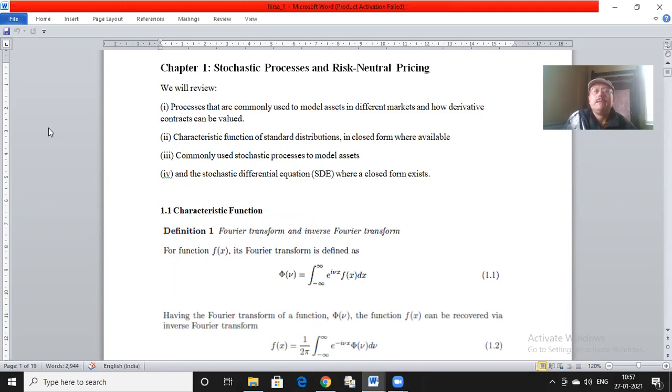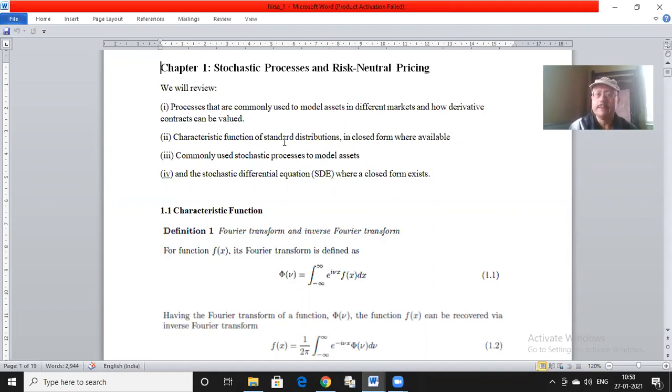So I will start chapter 1 today. And as I already mentioned, chapter 1 is about stochastic processes and risk neutral pricing. What we will do in this chapter is review, first of all, the standard financial processes that are common. Most of them will be familiar because we have done them last term. So processes that are commonly used to model assets in different markets and how derivative contracts can be valued. That issue we have seen at least in a theoretical manner last term, so that is already known.